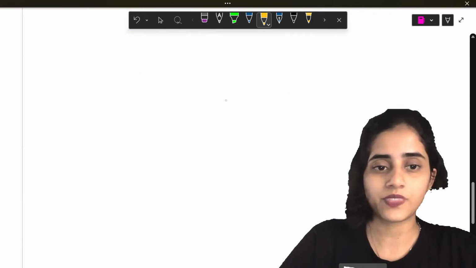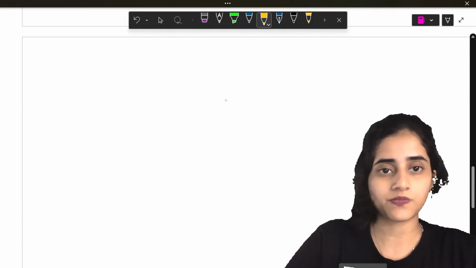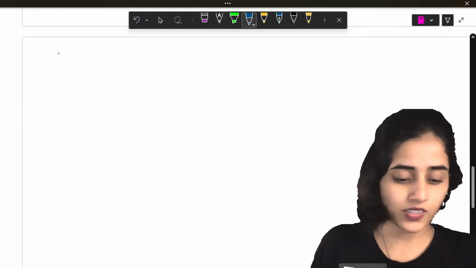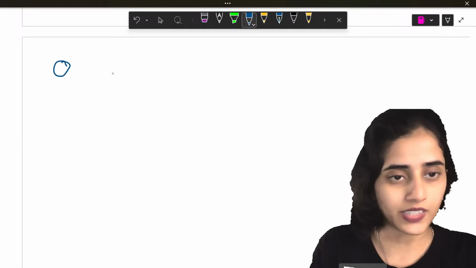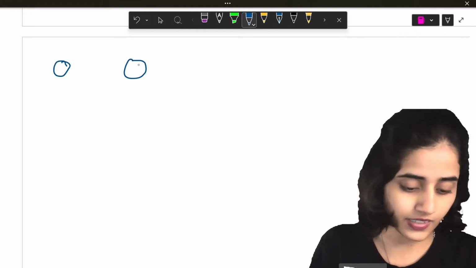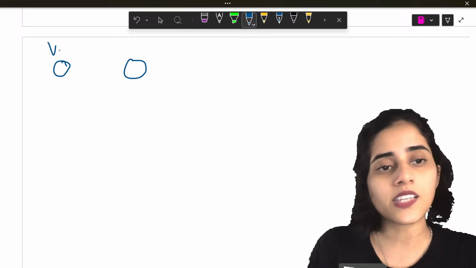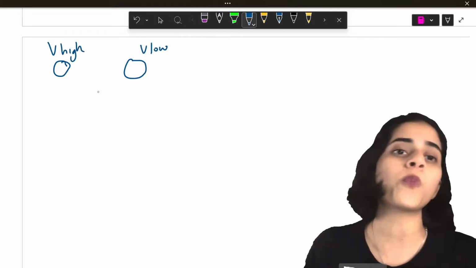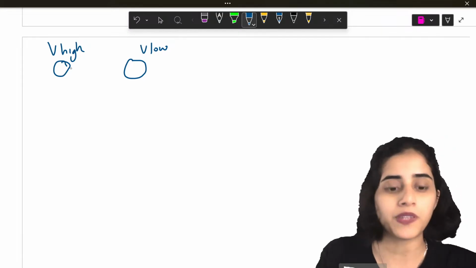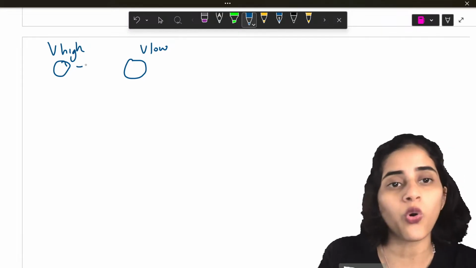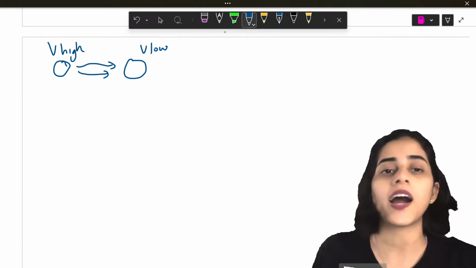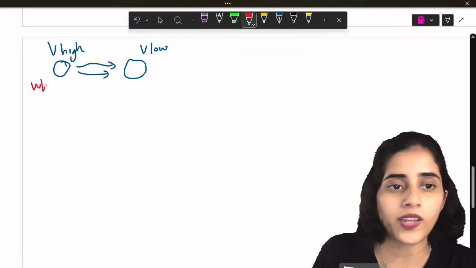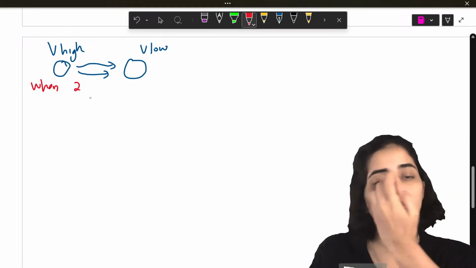Okay. So let's do that here. If you have one conductor here, another conductor here, and this conductor is at a high potential and this conductor is at a low potential, what happens? Charges flow from high potential to low potential.